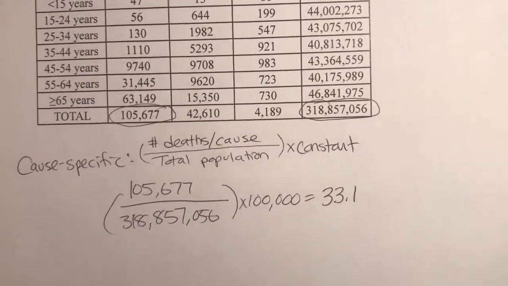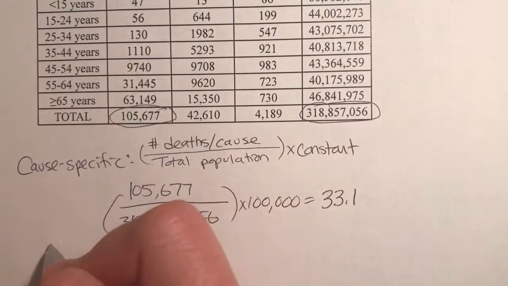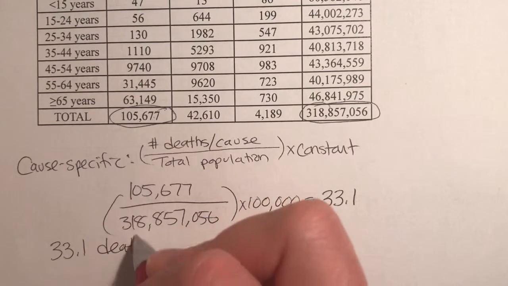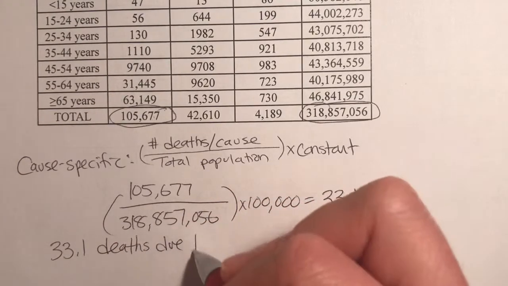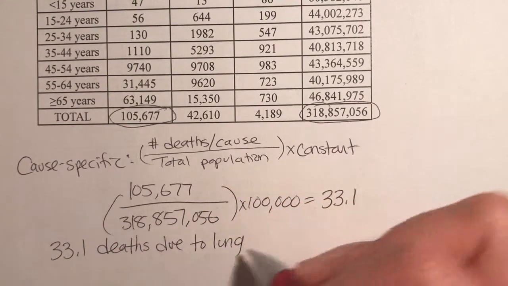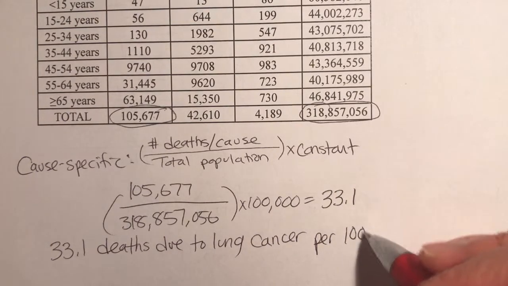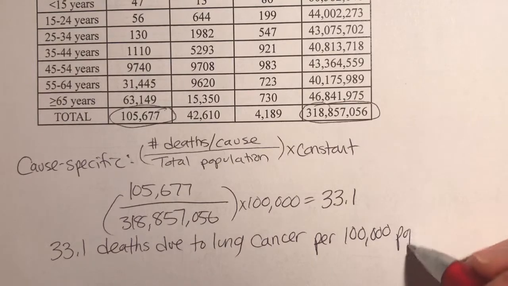Okay, always want to write out an interpretation, tell people what that means. So we had 33.1 deaths due to lung cancer. So this is our cause-specific part of our interpretation per 100,000 population.